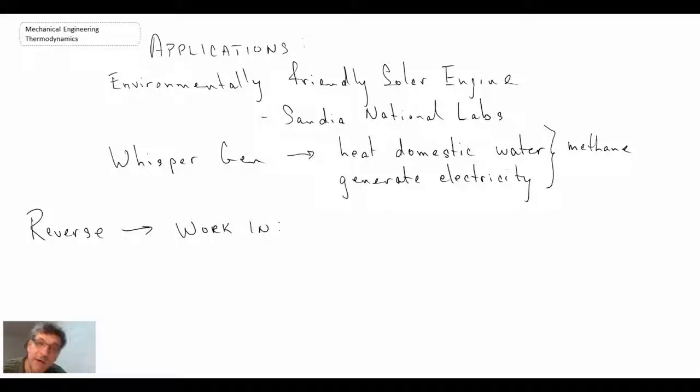Now another thing, if you reverse this cycle and you put work in, the Stirling is actually a really good refrigeration system, and it's even used for cryogenic cooling, so you can cool things down to very, very low temperatures. Now that's not a heat power cycle, but I just mention it because it can be used for cooling, and that could be used for lightweight refrigeration essentially, for cooling electronics that are sensitive to thermal noise, for example.